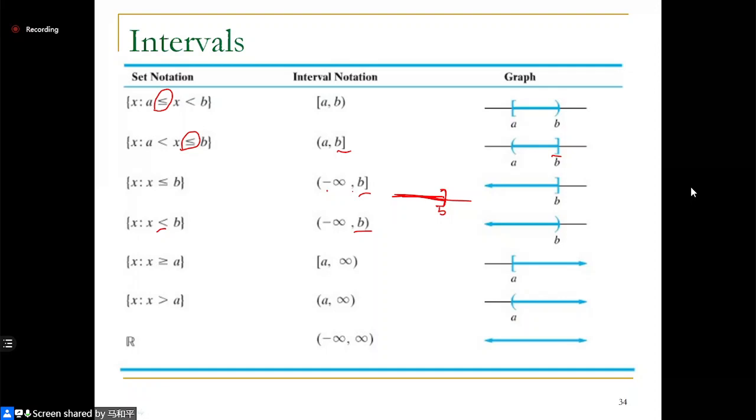And for greater than or equal to A, we write like this. This is interval notation. Here, this is A, greater than A, we write like this. Just different like this. And here, this is R, all real numbers. This means from minus infinity to infinity, right? And we have the graph, the whole real line, like this.